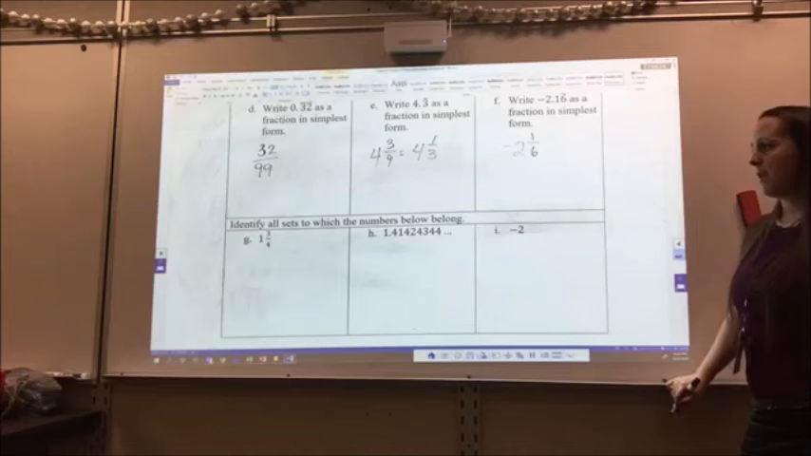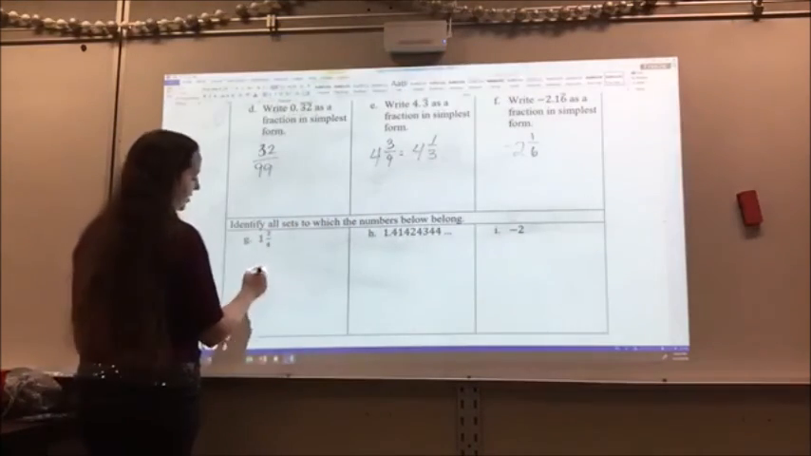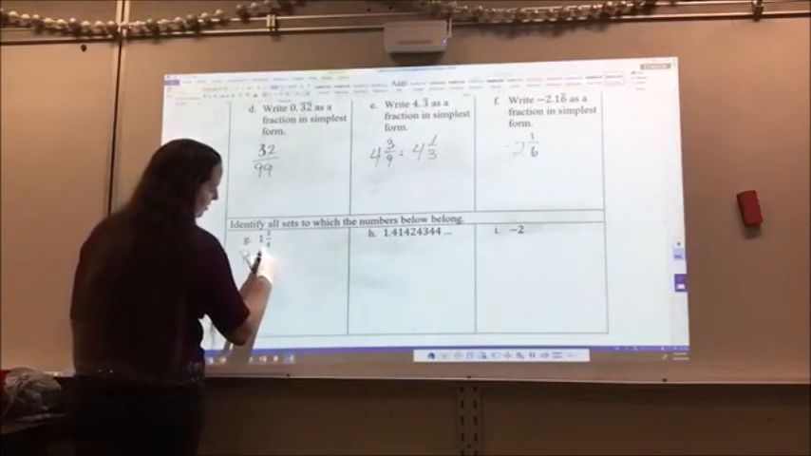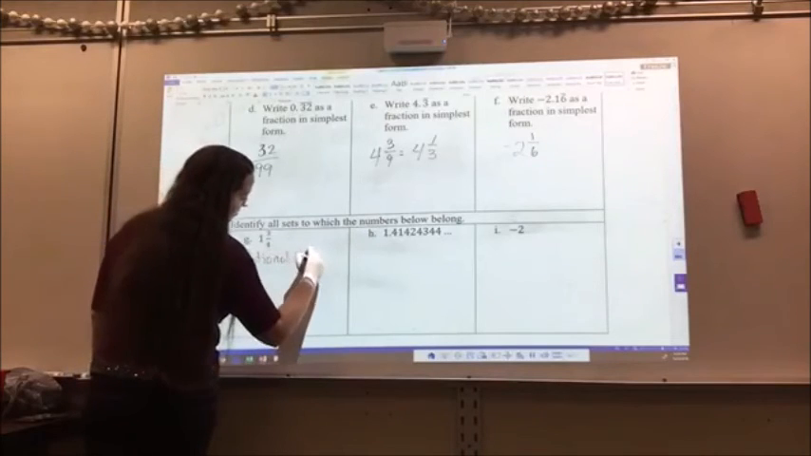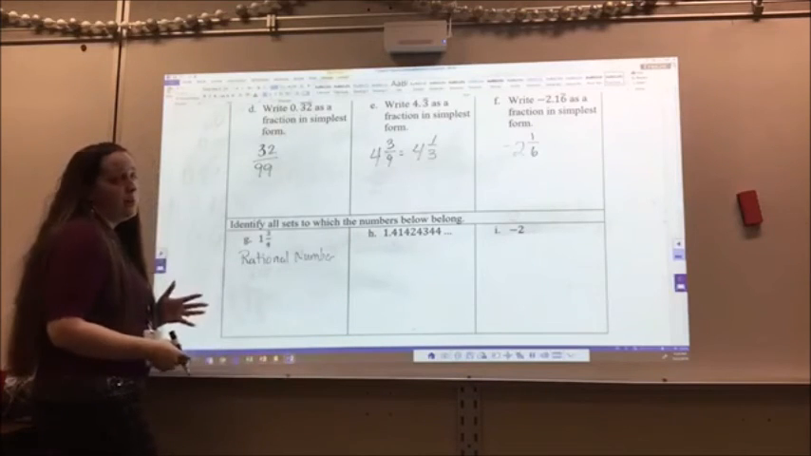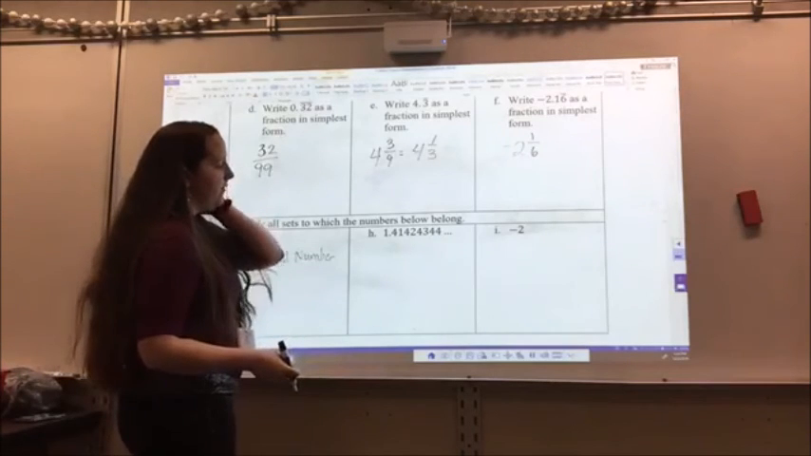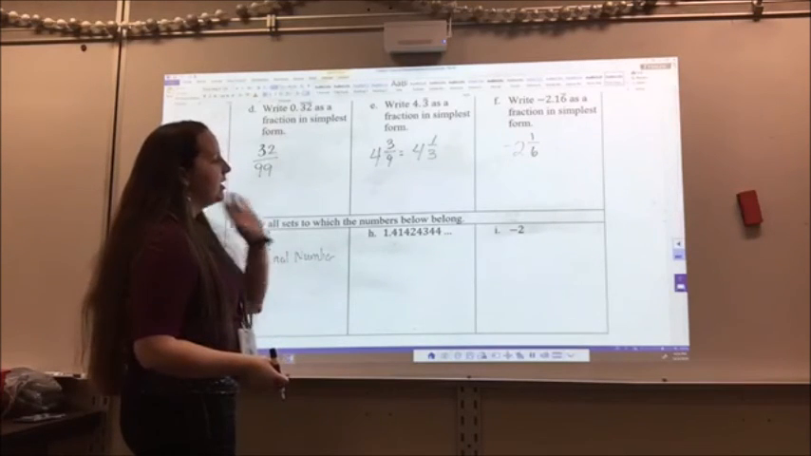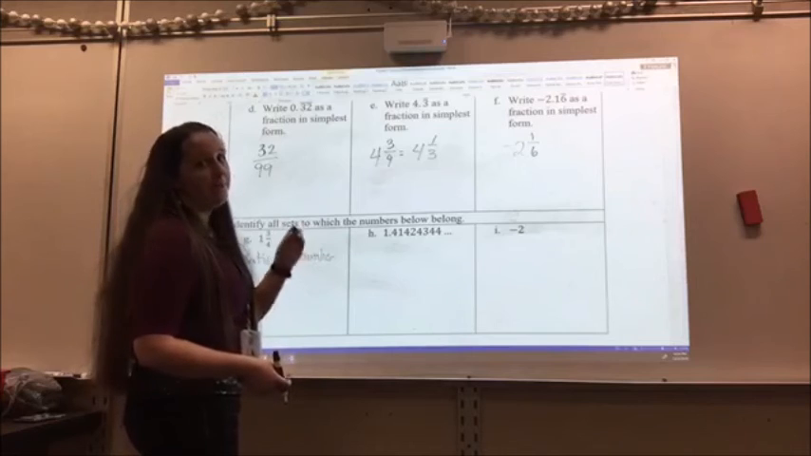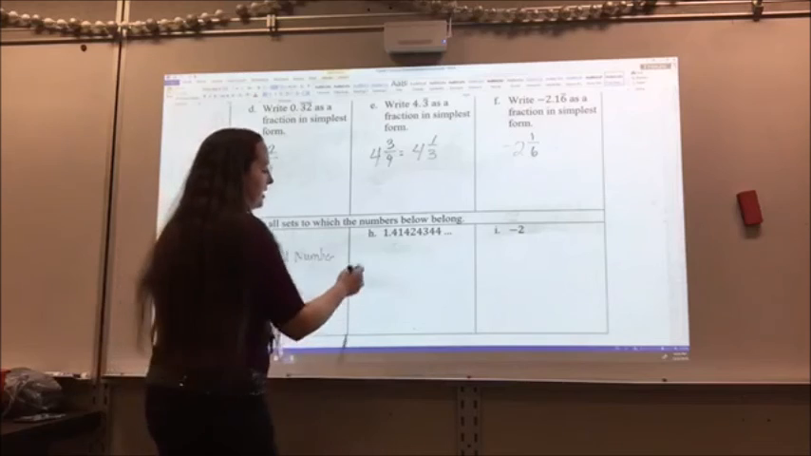Okay. For letter G, it says identify all sets to which the numbers below belong. For letter G, I have 1 3/4. Well, 1 3/4 is a fraction, so this must be a rational number. I can't simplify it any further. It's not going to be a whole number or an integer or anything like that. I have 1.41424344. This is a pattern, but it's not a repeating pattern. So this is an irrational number.